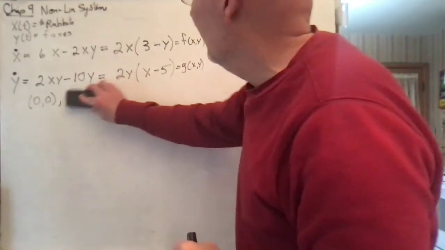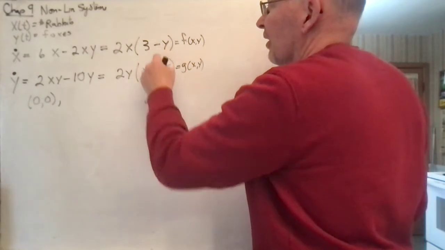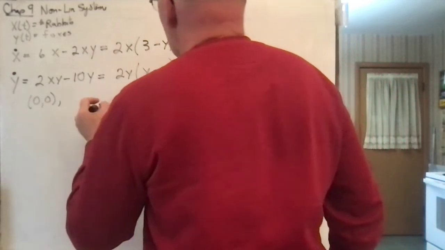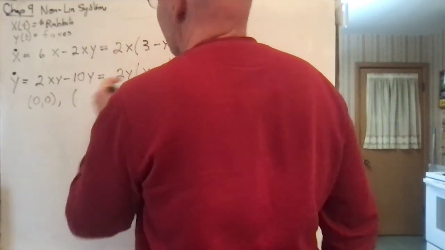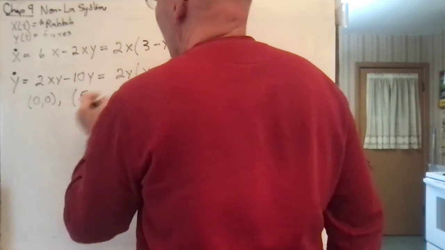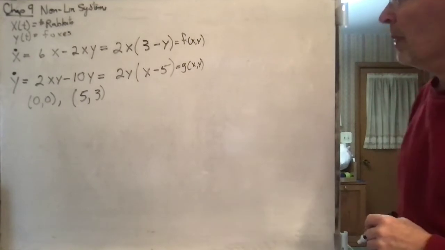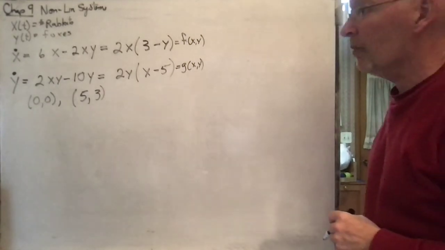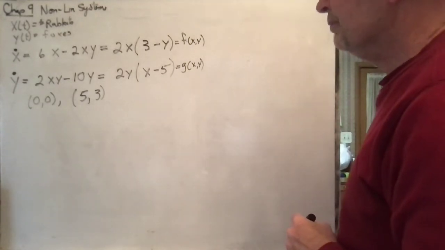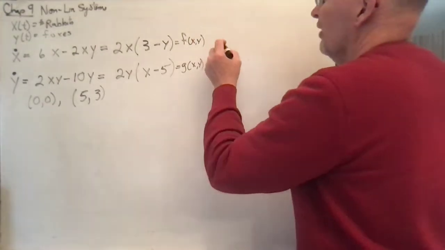So the only other one then is if both of these things are 0. So that would be what? X is equal to 5 and y is equal to 3. Okay, so those are your two fixed points. And so let's just, oh, this is so much fun. Let's just play with it.